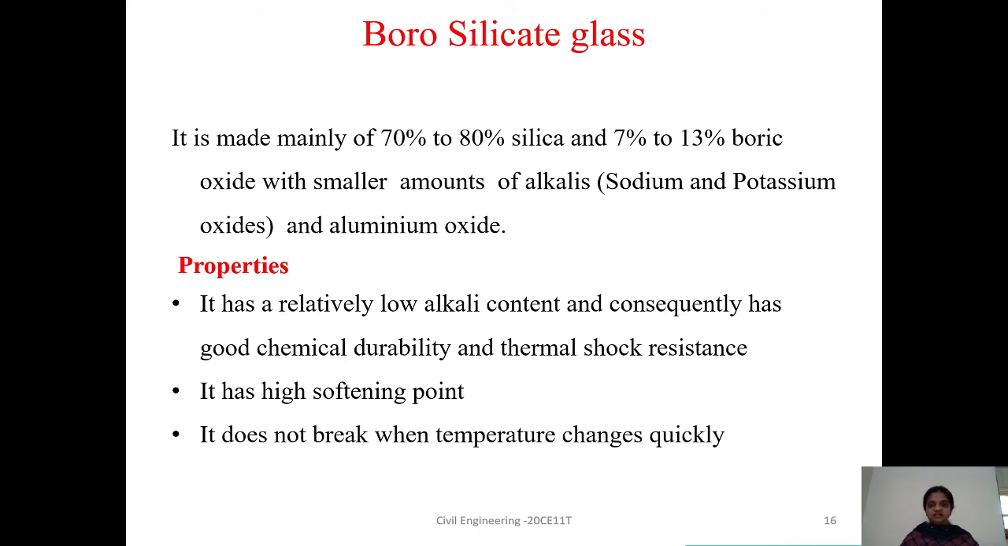Coming to borosilicate glass, it is made mainly of 70 to 80% silica and 7 to 13% boric oxide with small amounts of alkalis, sodium and potassium oxides and aluminium oxides. Coming to the properties of borosilicate glass, it has a relatively low alkali content and consequently has good chemical durability and thermal shock resistance. It has a high softening point.